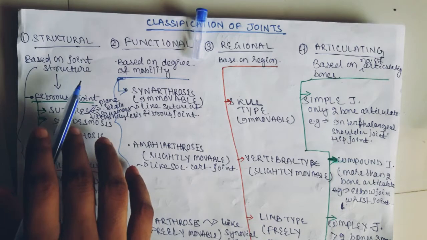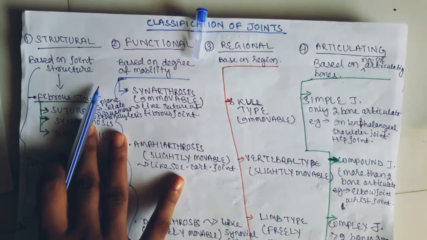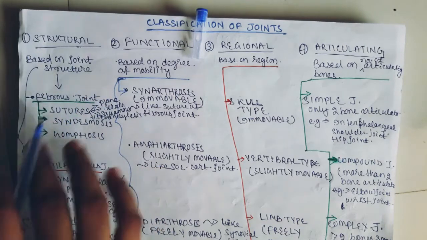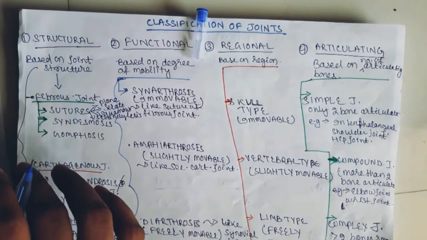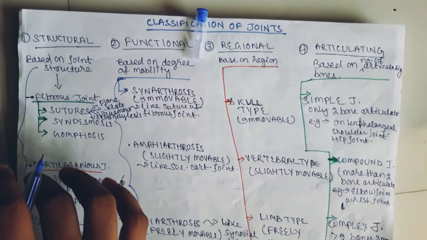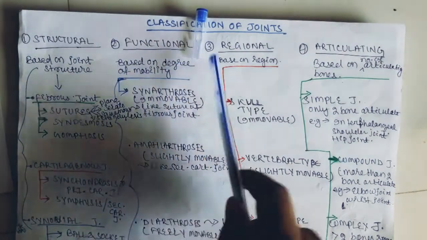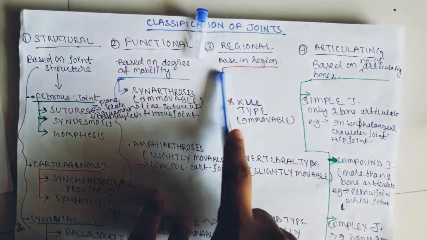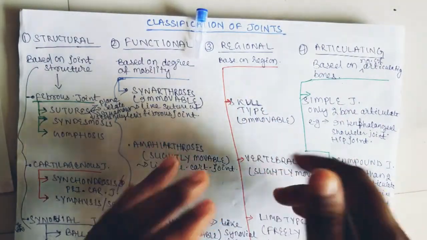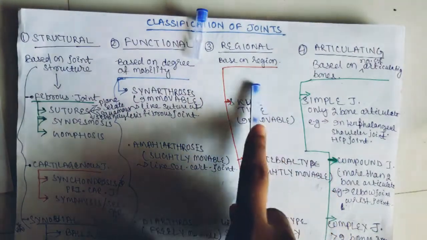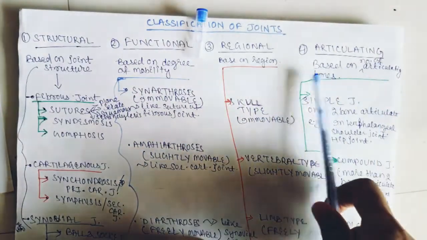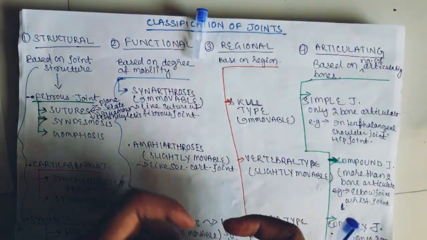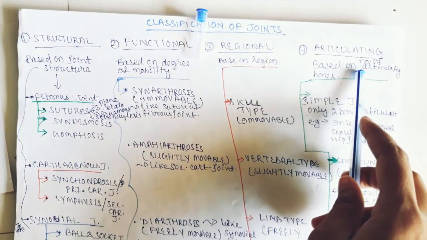According to the structural classification, joints are classified based on the binding material in which all the bones are attached, so you can easily get that it is based on the joint structure. Next is functional, which is based on degree of mobility. The third one is regional, which is based on the region, the area in which it is present. And articulating is based on the number of articulating bones, how many bones are attached to form a joint. This is called articulating joints.